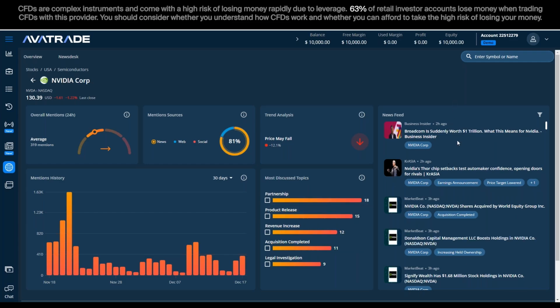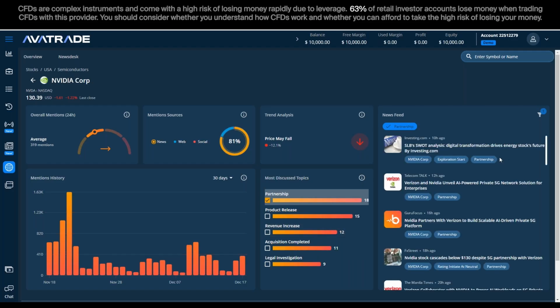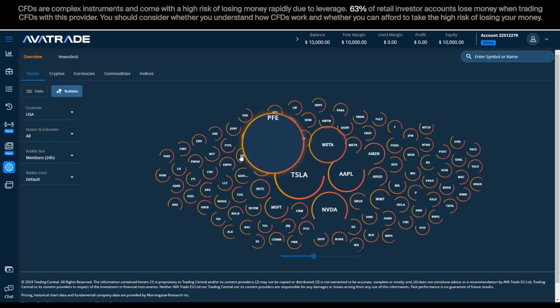Now, what if I don't want to go through all the articles and I want to Google specifically what I want to focus on? As you can see, this is also divided into topics, and the most discussed topics are partnership, product release, revenue increase, acquisition completed, and legal investigation. This might not be so good, but to be honest, this might be the thing that I will be interested in. So I can click here on legal investigation, and apparently we don't have any data, so let's pick something else like partnership. Then I can quickly pick the articles that I want, dive into it, and reach my fundamental analysis very quickly and efficiently. Of course, I can always go back and pick another instrument if I want to.